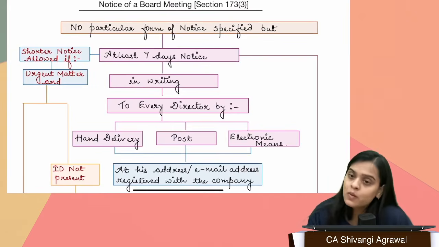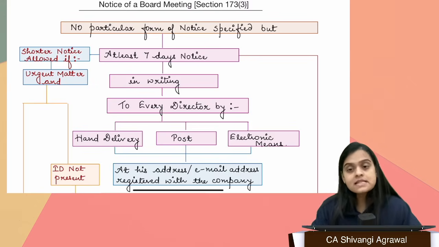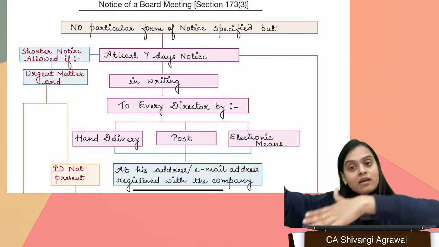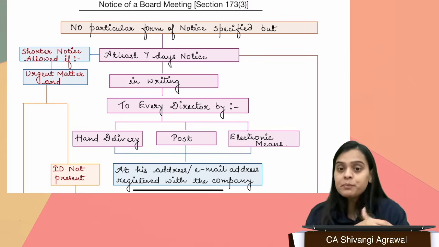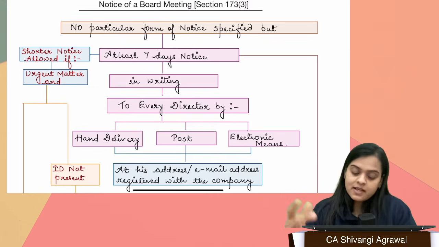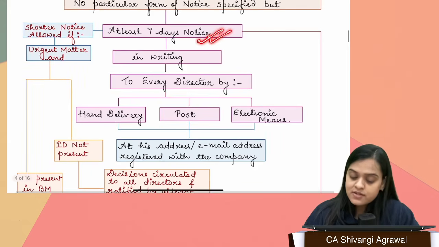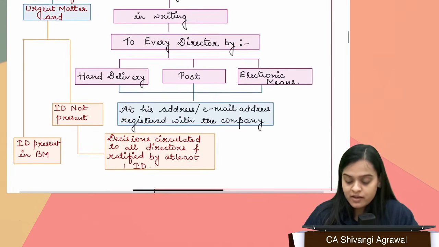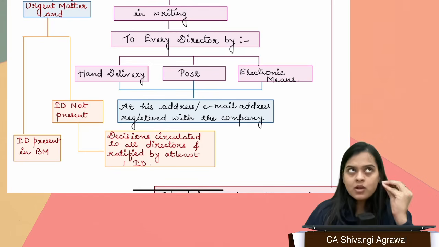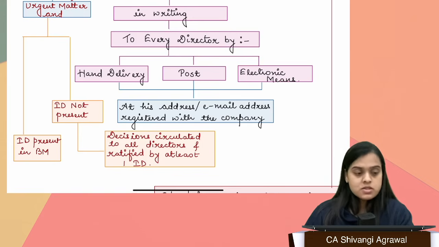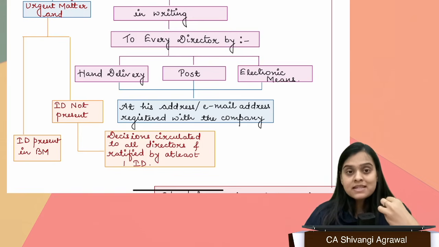Next, we move to section 173(3). This is all about notice. So here starts the process of the meeting: pre, during, and post. So pre, before the meeting. There is no particular format specified. It has only been said that you need at least 7 days notice in writing. Oral notice is not going to be sufficient, and it has to be sent to every director. Every director means every director. No matter whether the director is interested, alternate, or additional, even if he has himself said I don't want the notice, still notice has to be sent to every director.